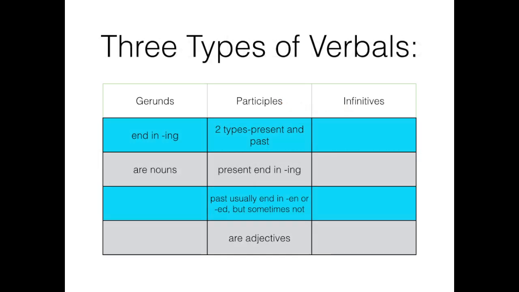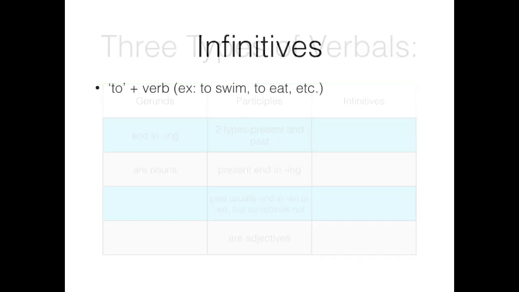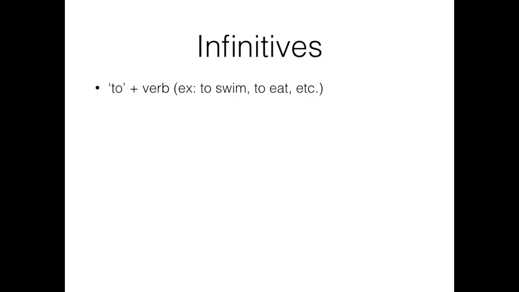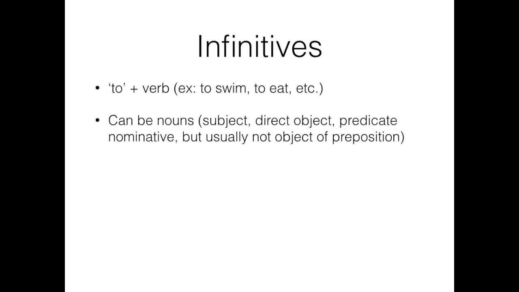The third and final verbal is the infinitive. In my experience, infinitives are the easiest to identify but the hardest to classify. By definition, an infinitive consists of the word to plus the basic form of a verb. Some examples are to fly, to swim, to eat, to make, to play, etc. The problem with infinitives is not finding them. They usually stick out in a sentence because of the word to.